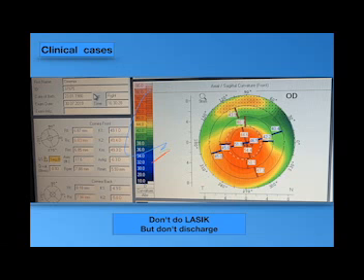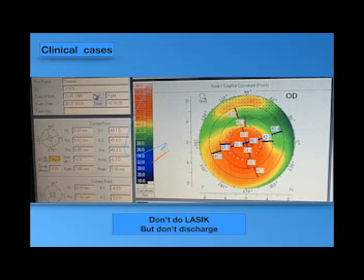Best corrected is 6/60 with -8 and -9 cylinder. Yes, by the autorefractometer, not by the topography at all. Will you think of a corneal ring in such a patient, or to do cross-linking?